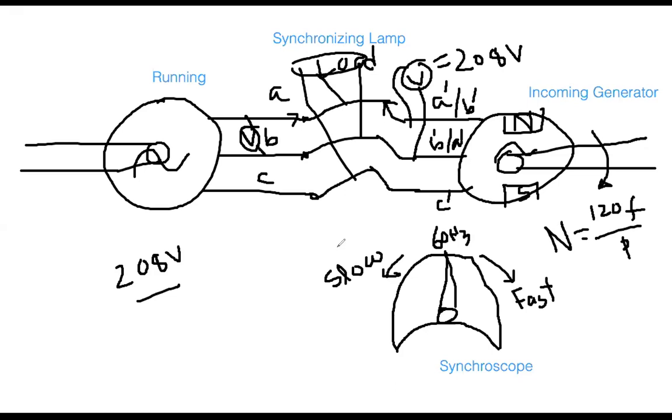This is available. So before connecting any new generators in parallel, the power operator verifies those four conditions. When those four conditions are met, satisfied, only then the new generator is connected in parallel with the running or existing generator.